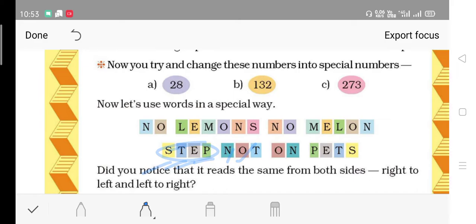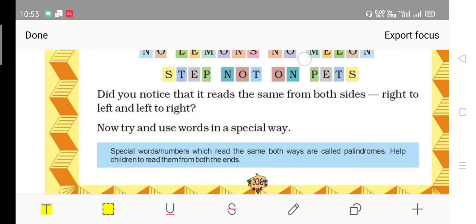That means these are very special words, right? Why are these very special words? Because on reversing the whole sentence, the statement still does not change. So this is how the special cases are there. Now let's move ahead.